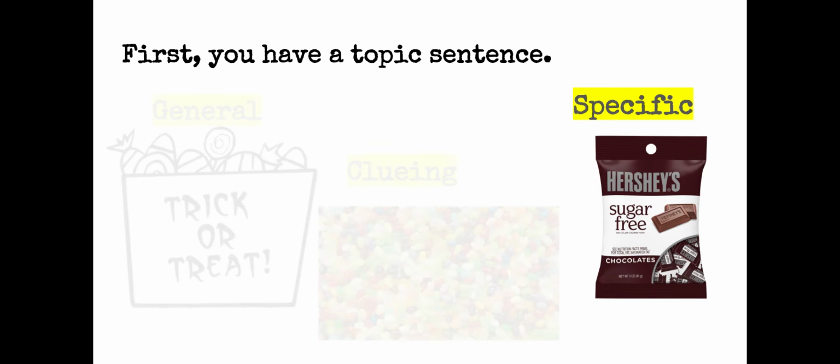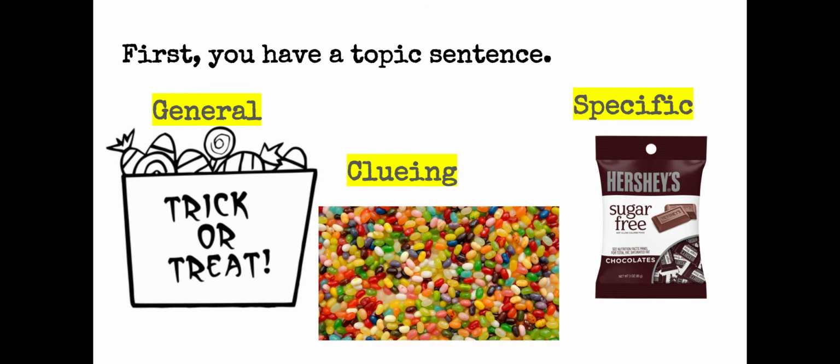So again, all 3 types are topic sentences. So that's like the hamburger bun, it's the very top part of your paragraph of your essay. And you can do it in one of 3 ways: general, cluing, or specific. I'm going to show you a little bit more about these types, and feel free to pause this video or rewind, whatever you need to do to watch and learn these 3 types.